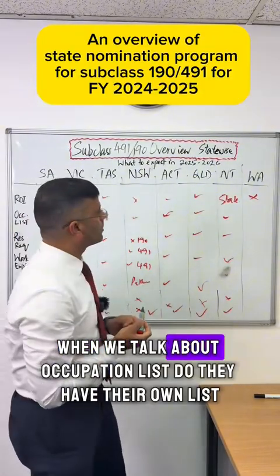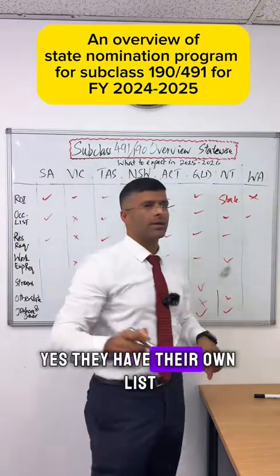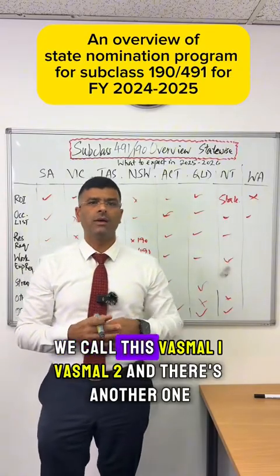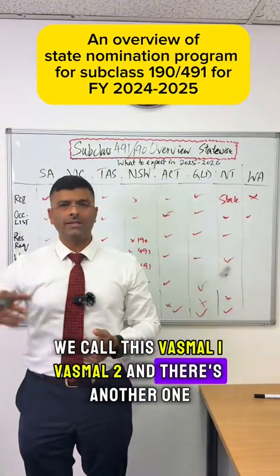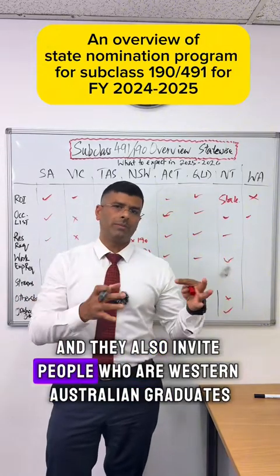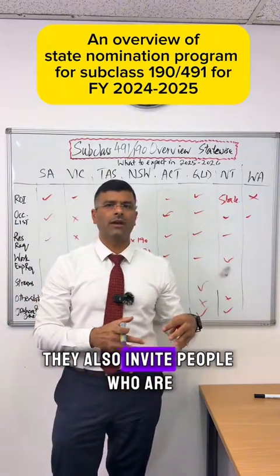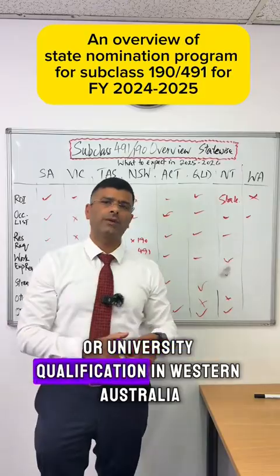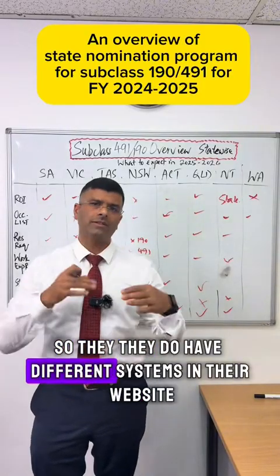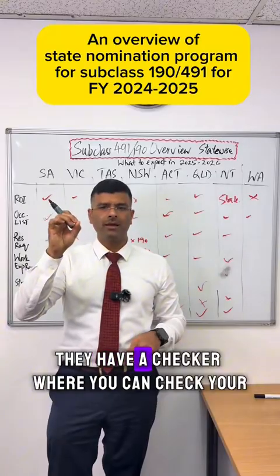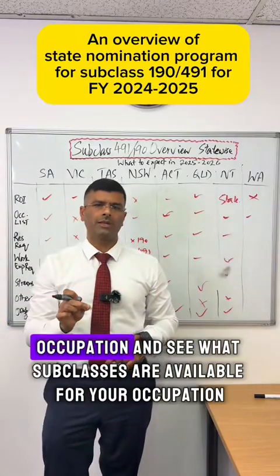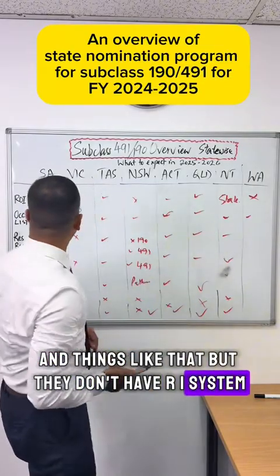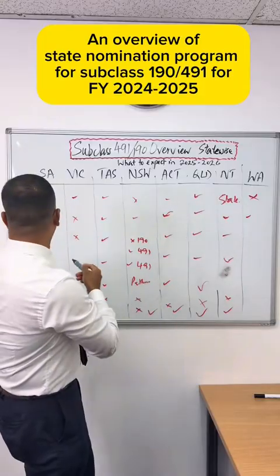When we talk about occupation list, do they have their own list? Yes, they have their own list, and they also have their own streams for different visa subclasses. We call these WASMOL 1, WASMOL 2, and there's another one. And they also invite people who are Western Australian graduates. They also invite people who have completed trade qualifications in Western Australia or university qualifications in Western Australia. So they do have different systems. On their website, they have a checker where you can check your occupation and see what subclasses are available for your occupation and things like that. But they don't have an ROI system. They do have an occupation list.